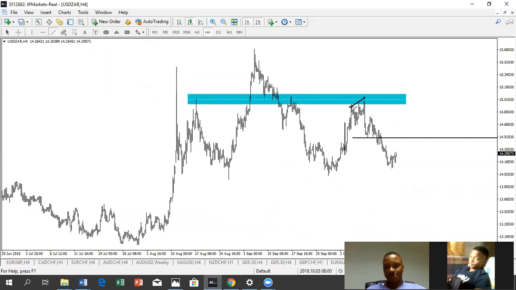We know what market makers are doing. It touches there. It went down a little. Go back to the order block. It went down a little.